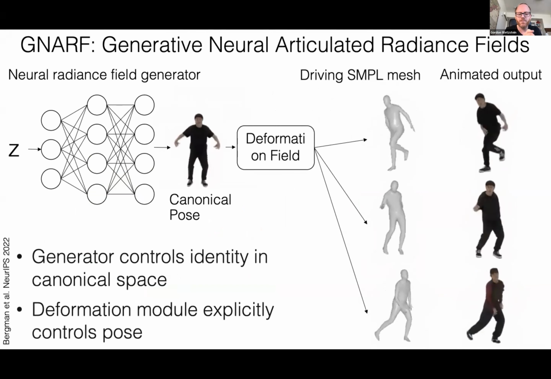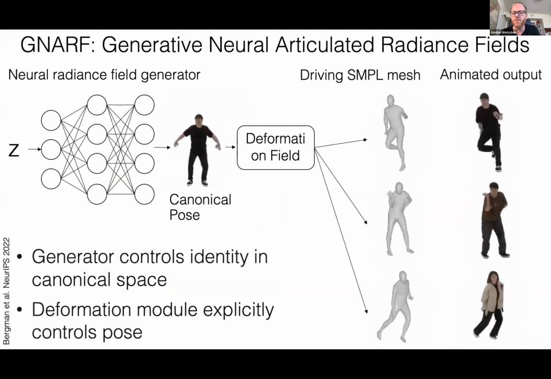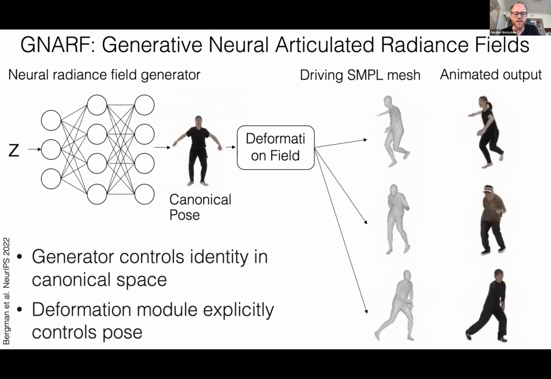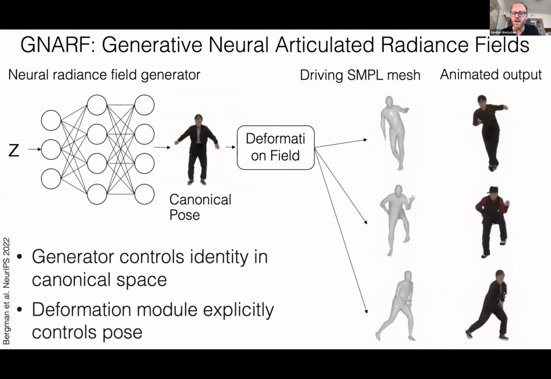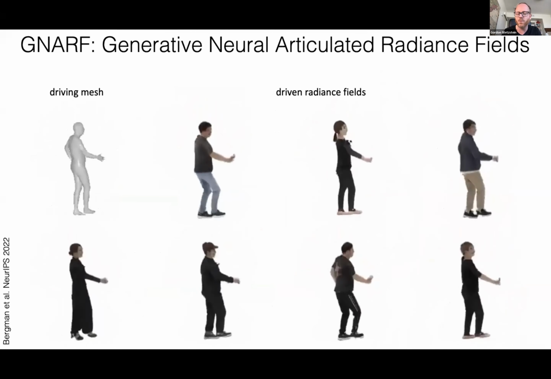But we generate these different identities in this canonical pose, and then we can drive them to arbitrary poses using, for example, a skeleton or a simple mesh that's articulated. And that was interesting. So that was NeurIPS last year. We call this Generative. But we can generate these different identities for bodies too.